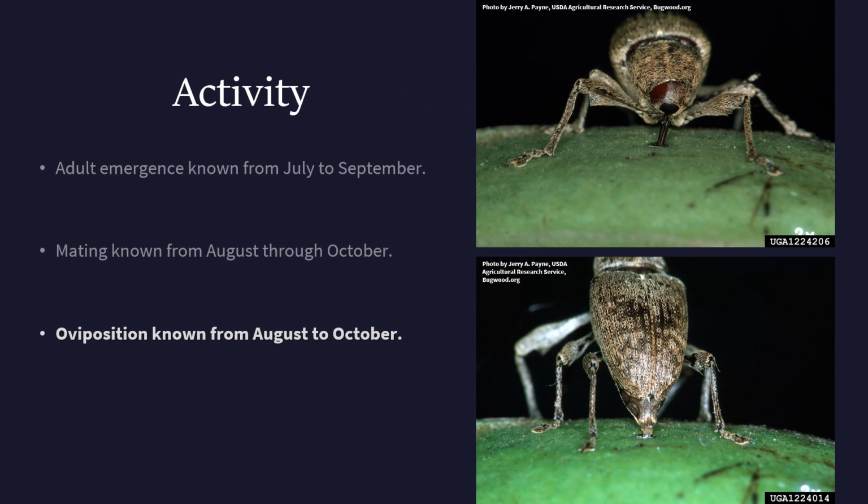After mating, oviposition would also typically occur between the months of August and October. Females would use their long rostrum to bore into a developing nut. Afterward, they would align their substitutional ovipositor with the hole that they just made and deposit an egg into the nut. In this top image, we have a specimen of Curculio with her rostrum almost fully inserted into the nut as she is boring into it in preparation for depositing an egg.